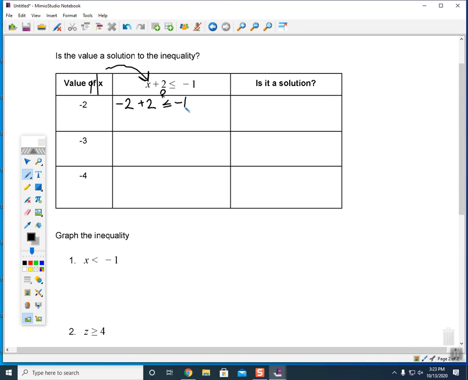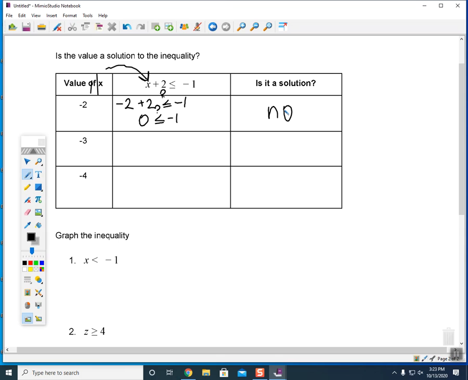Well, negative 2 plus 2 is 0. Is 0 less than or equal to negative 1? No, 0 is not less than or equal to negative 1. It's actually greater than negative 1. So this is not a solution.